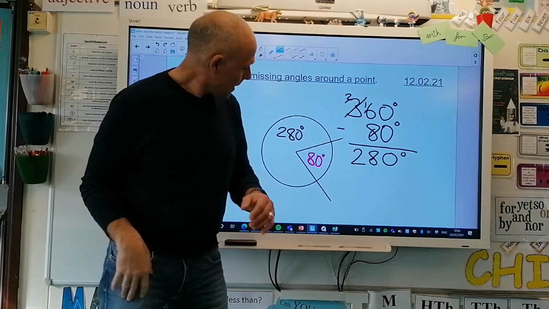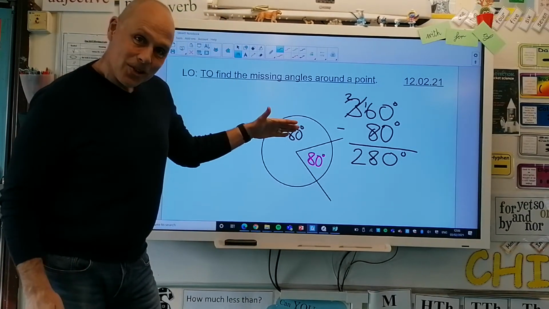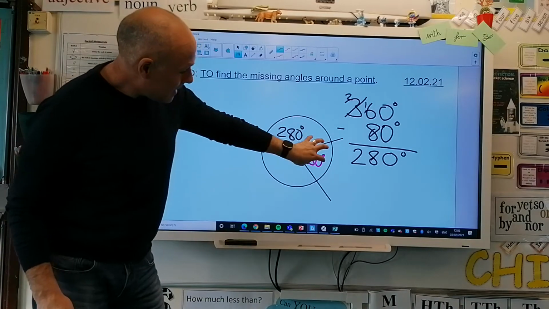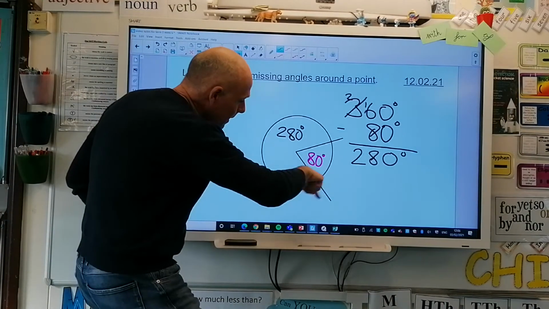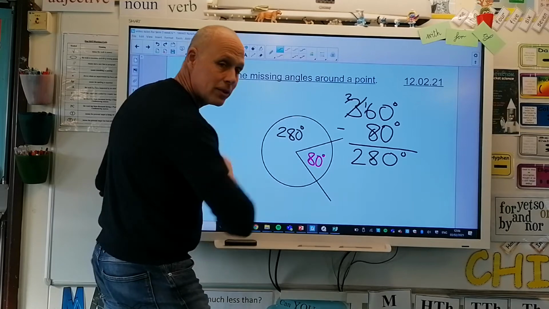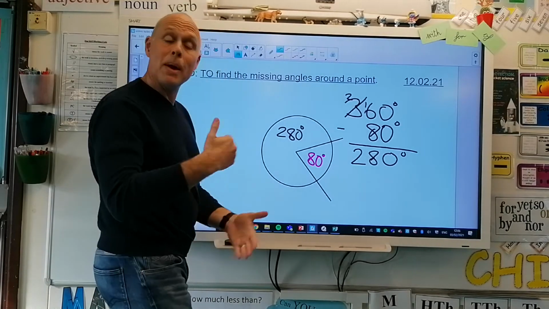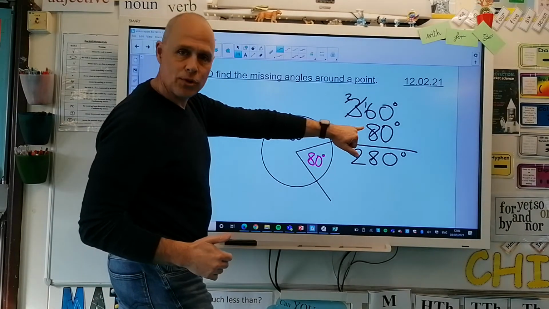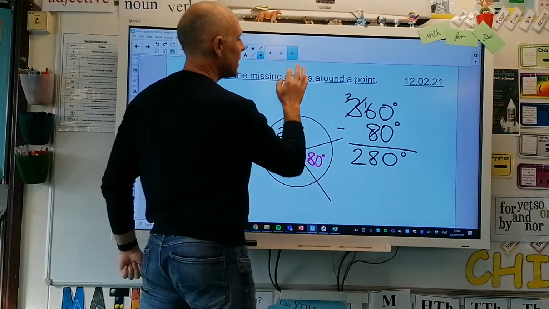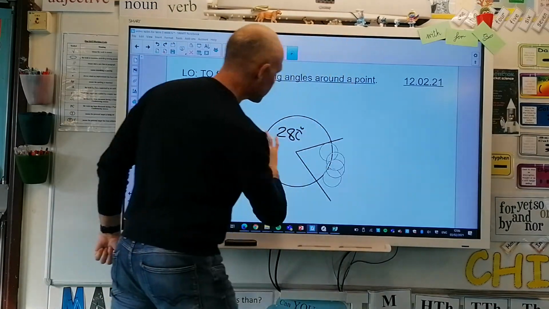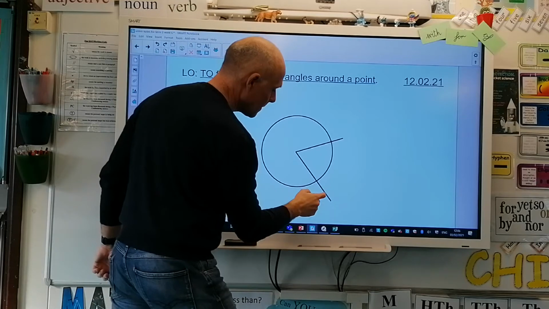How can we check that? Well, if we added our 280 degrees and this 80 degrees, hopefully we would get 360 degrees. If we didn't, then maybe we need to go back and have a look at our subtraction calculation. Okay, let's get rid of this and have a go at another one.